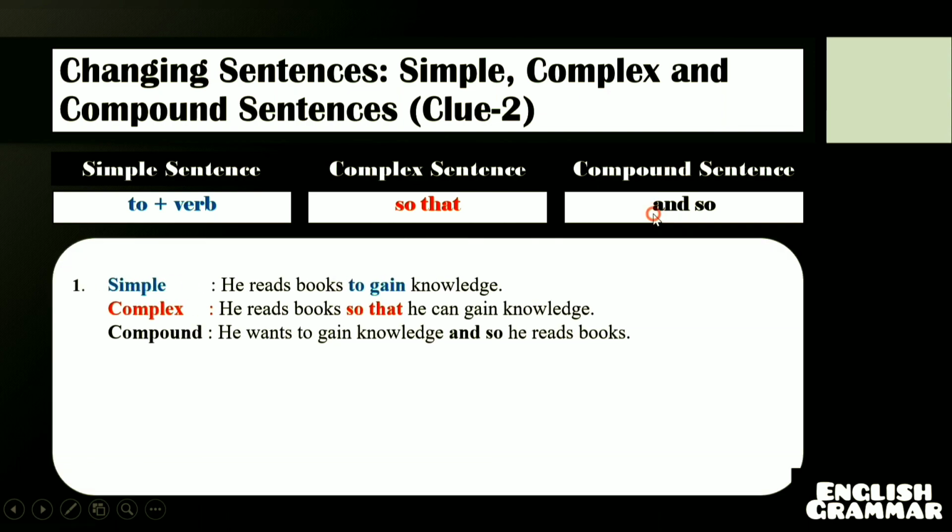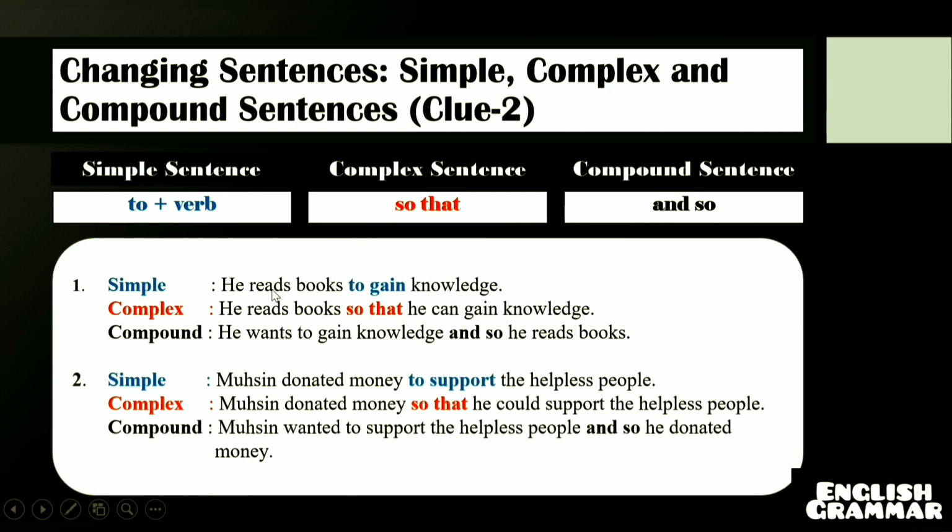Here, some examples are: He reads books to gain knowledge. So he reads books. There is a reason behind why he reads books. The reason is he wants to gain knowledge. At first, have a look at the two examples. Here, the first one is in present tense and the second one is in past tense.